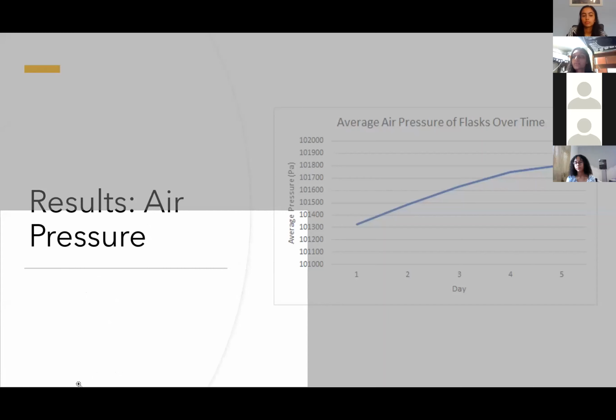We recorded the air pressure for 5 days in the flask and found the bacteria release a significant amount of air, and the pattern followed a relatively linear fashion, which can indicate that the S. aureus releases metabolites at a near constant rate.